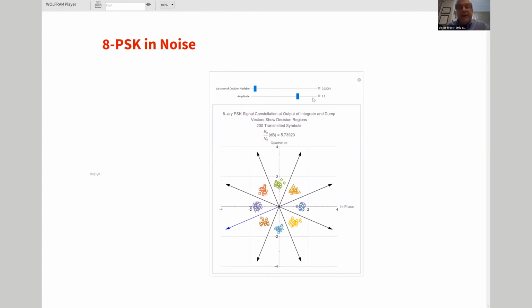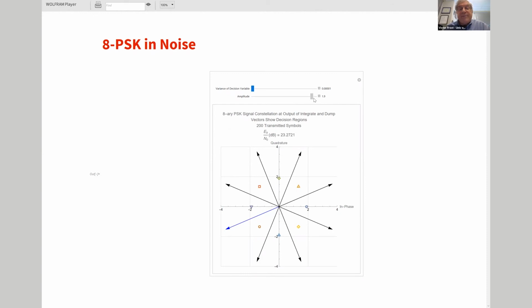Another one is this, 8 BPSK in noise. If you have no noise, then the in phase and quadrature points are in a circle.